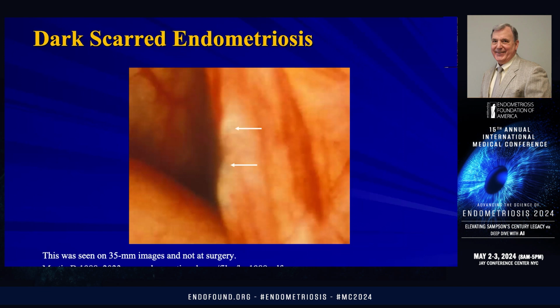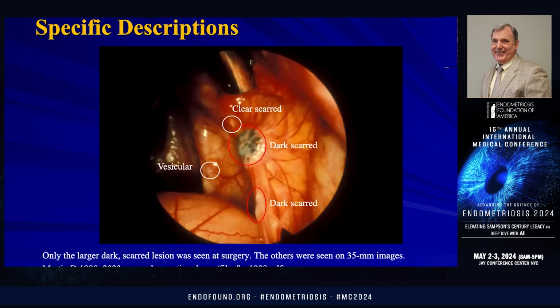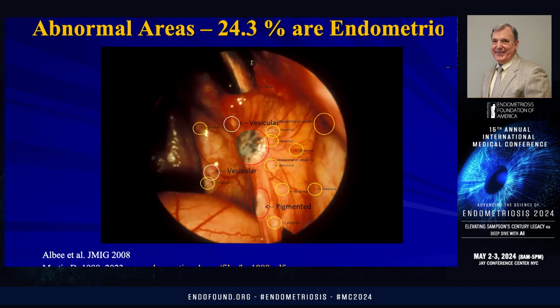There's a little dark area here, and I can't see it on this slide, but I can see it in the originals. That is a dark scarred lesion. The chance that's endometriosis approaches 100%. But what we didn't see in that slide is there's a little vesicle down there, a little bitty fibrotic lesion here. Those are all endometriosis. And all these abnormal areas, little vascular abnormalities, everything else in here doesn't look right.